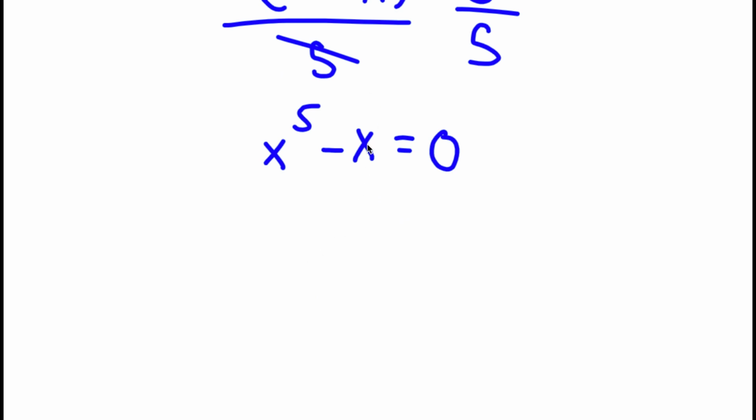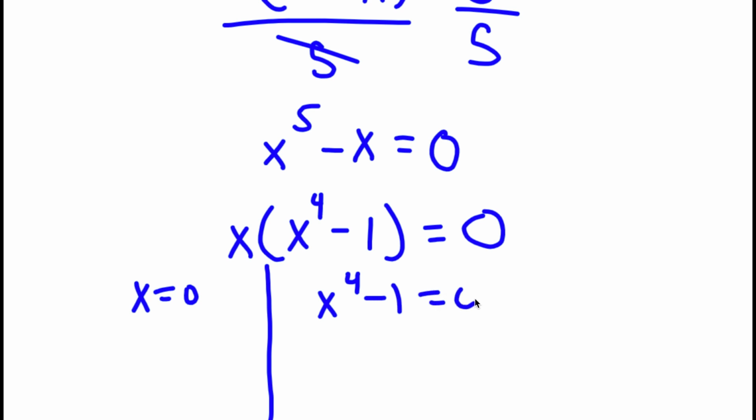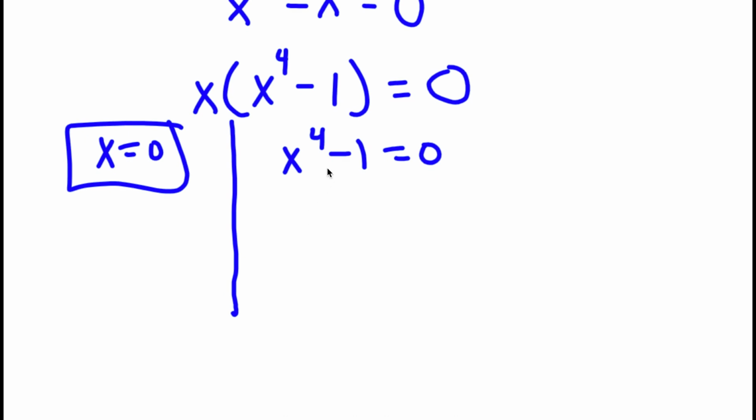Now, x to the power of 5 minus x, I can simply factor out x from here. So now if I factor out x, I get x times, x to the power of 5 divided by x is x to the power of 4, and negative x divided by x is negative 1. So this is equal to 0. And now this is going to give me two equations. I have x is equal to 0, and I have x to the power of 4 minus 1 is equal to 0. So x equals 0, this is already a solution.